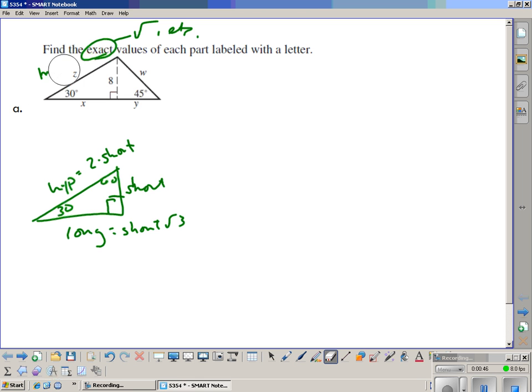So that makes this up here. Z is going to be 16 because that's the hypotenuse. And your short leg's 8. So I've got, this is going to equal 16. This then is going to be 8 √3.